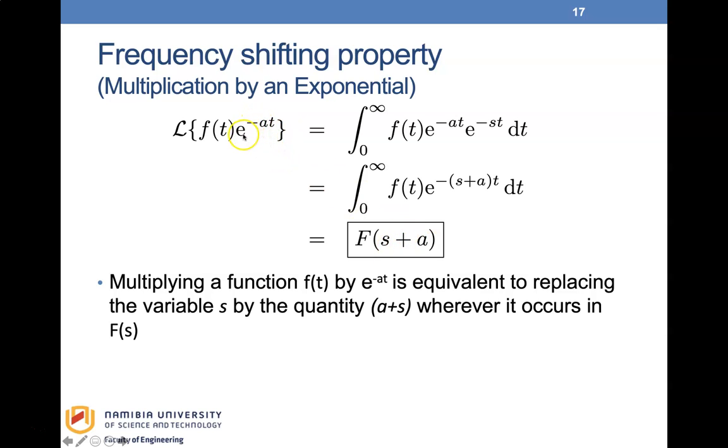which means if you have e to the power of 5t, it will give you s minus 5, and if this is positive, then this will be negative. So multiplying the function f of t by e to the minus at is equivalent to replacing the variable s by the quantity s plus a wherever it occurs in F of s.